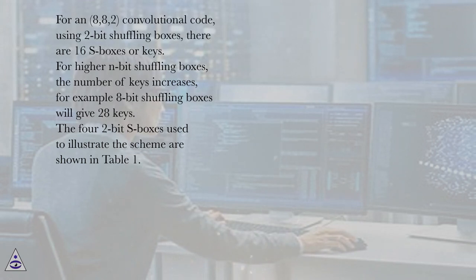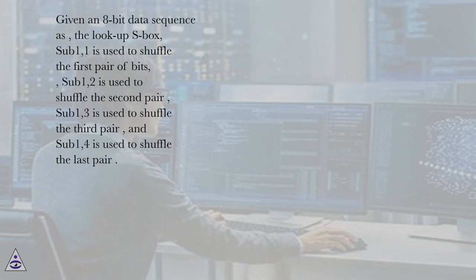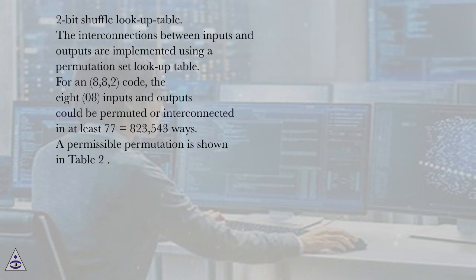The 4 2-bit S boxes used to illustrate the scheme are shown in Table 1. Given an 8-bit data sequence, the lookup S box, S1,1 is used to shuffle the first pair of bits, S1,2 is used to shuffle the second pair, S1,3 is used to shuffle the third pair, and S1,4 is used to shuffle the last pair. 2-bit shuffle lookup table.